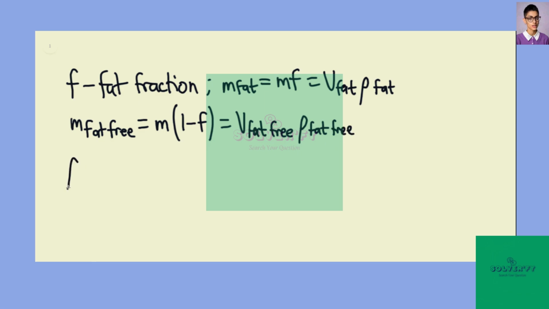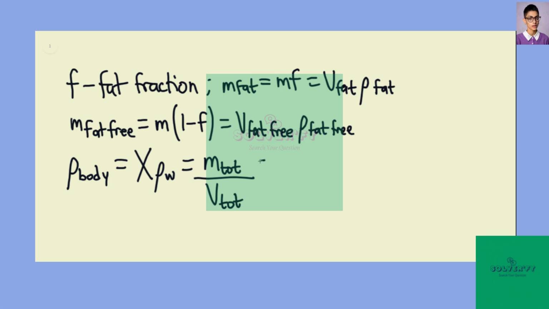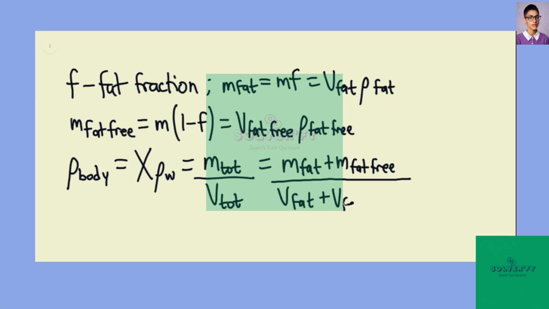We can then say that the density of the body is equaling x, which we know that x would be the entire body's density times the density of water. And we can then say that this would be equal to the mass, the total mass, divided by the total volume. And so this would be equaling the mass of the fat plus the mass of the fat-free. This would be divided by the volume of the fat plus the volume of the fat-free.